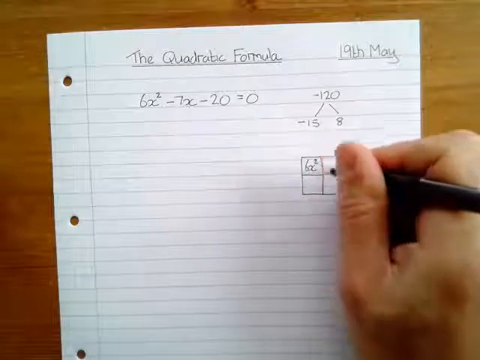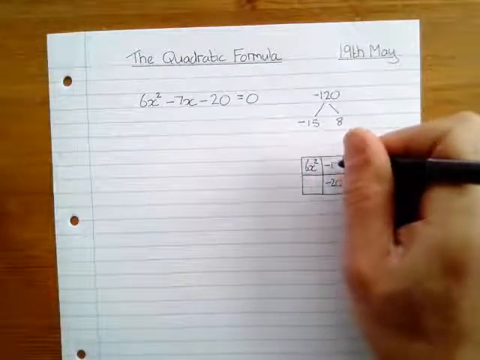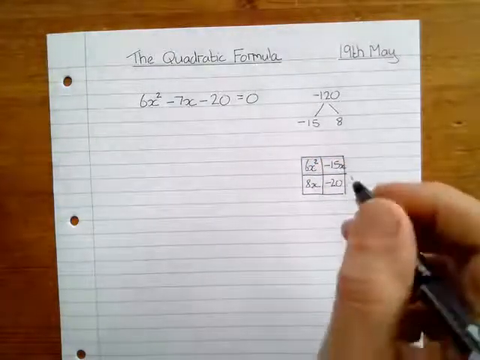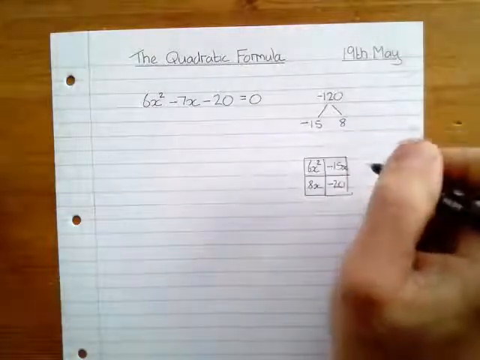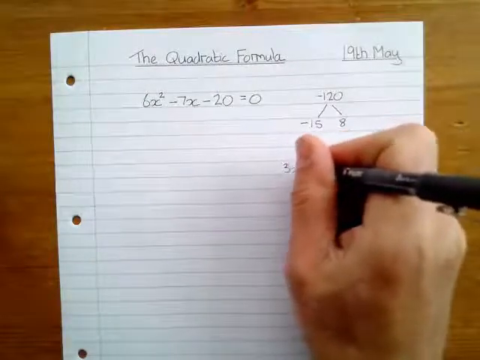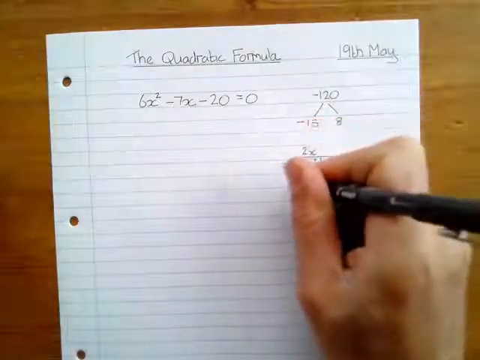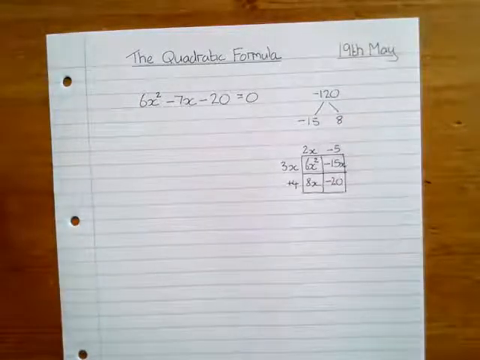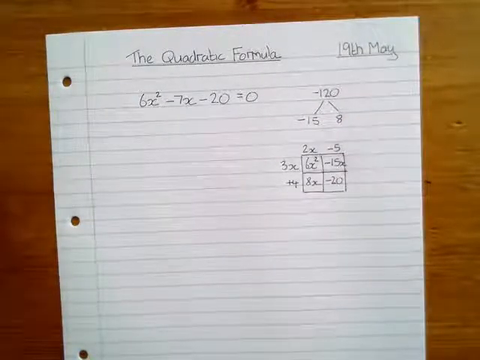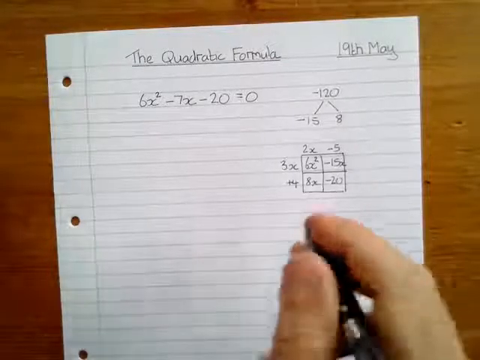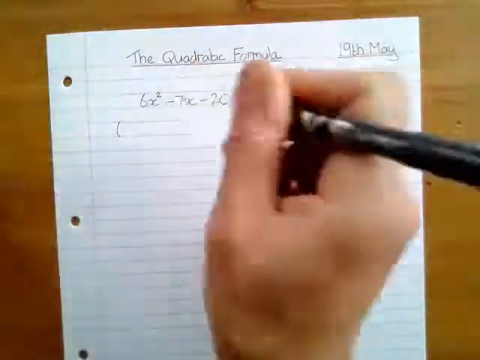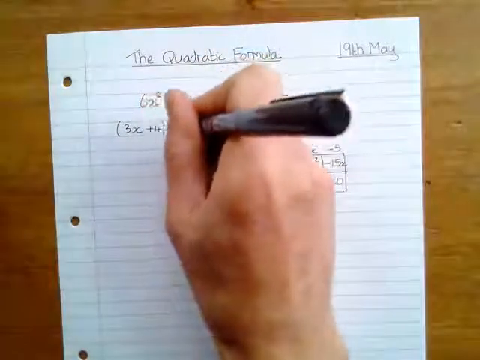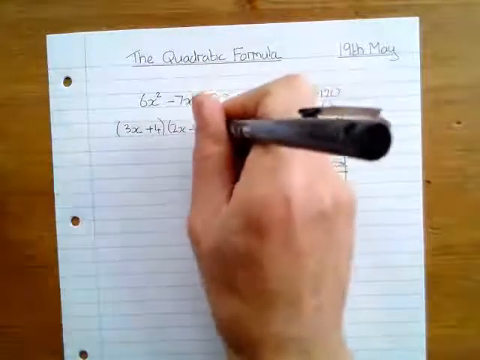So 6x squared goes there, minus 20 goes there, minus 15x, and then 8x are the 4 boxes. So here I need to find the number that goes into 6 and 15, that would be 3. So it's 3x here, that means that's 2x, that means that must be plus 4, and it means that that must be minus 5. I'm not explaining this as I go because you should already know how to do it. If not, refer to one of the earlier videos. That means that this can be factorised into the brackets 3x plus 4 and 2x minus 5, like so.